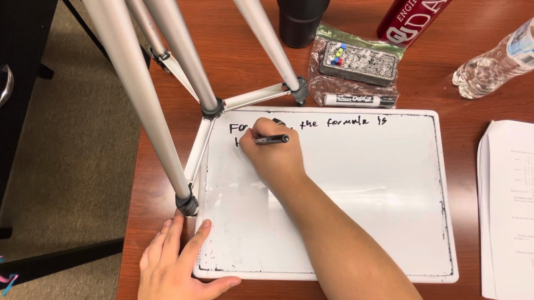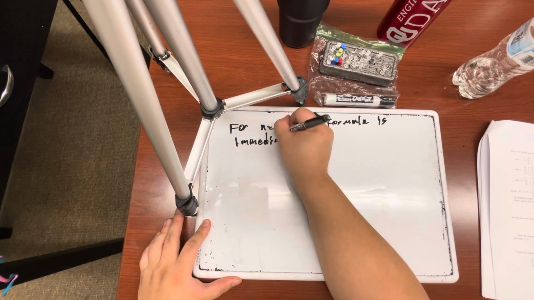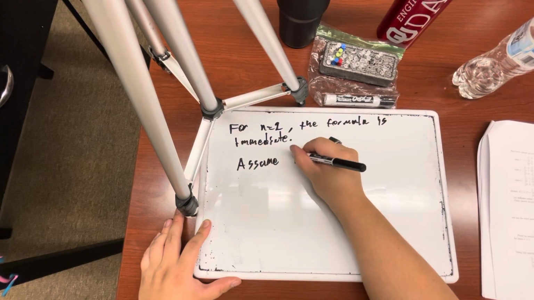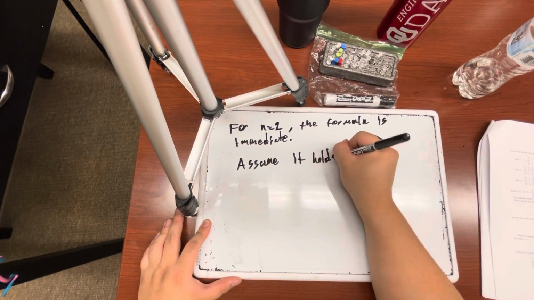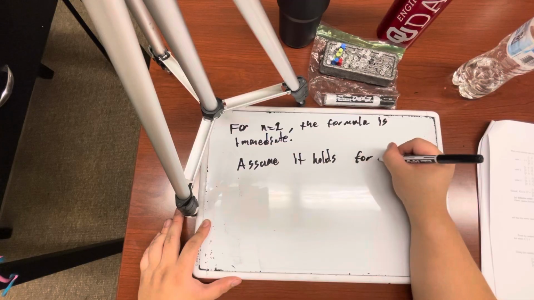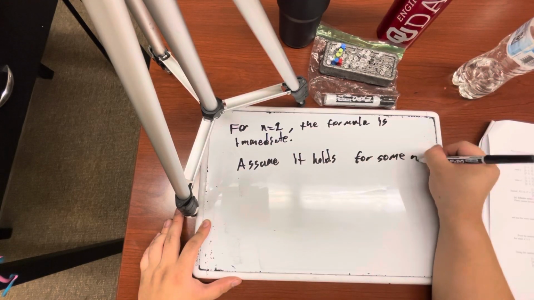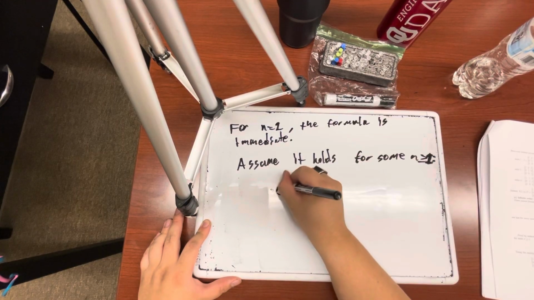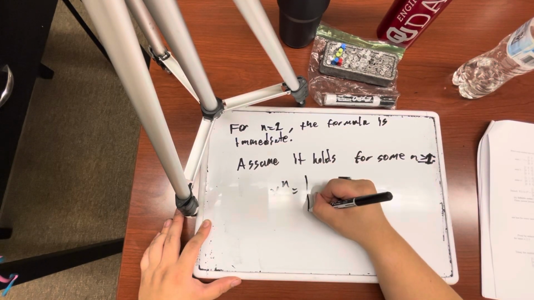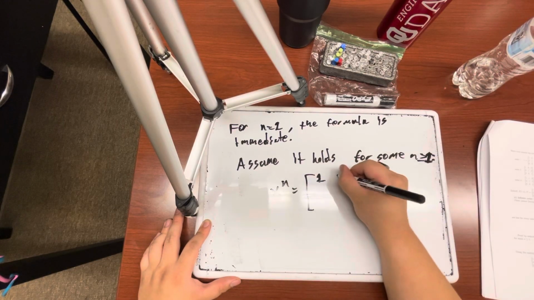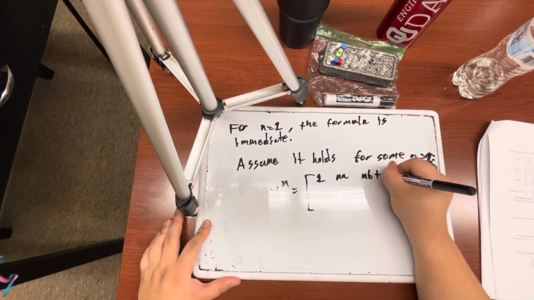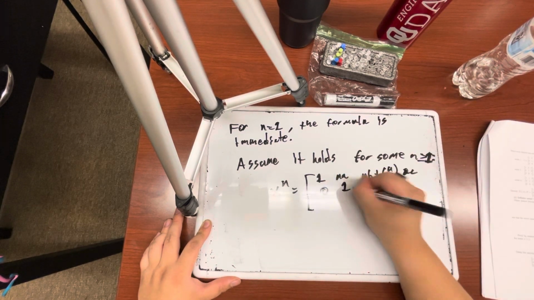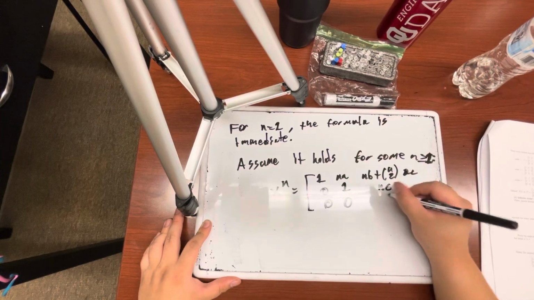So assume it holds for some n greater than or equal to 1. Well, what we then have is that x^n is equal to the matrix 1, na, nb plus the combination of n and 2 times ac, 0, 1, nc, 0, 0, 1, right?